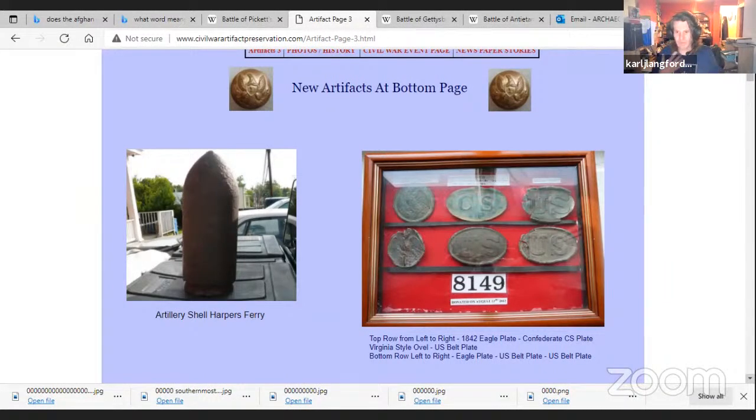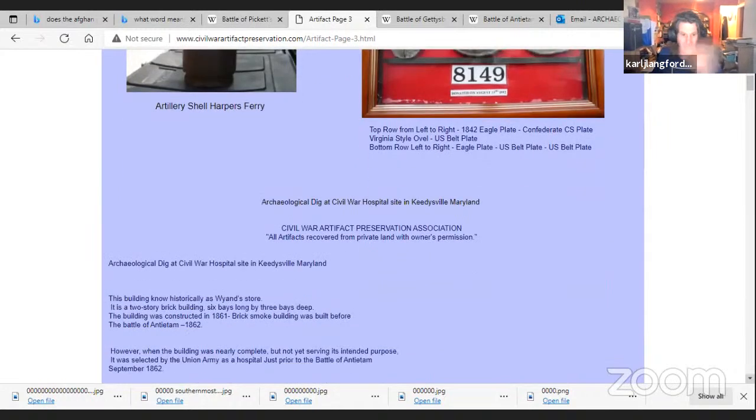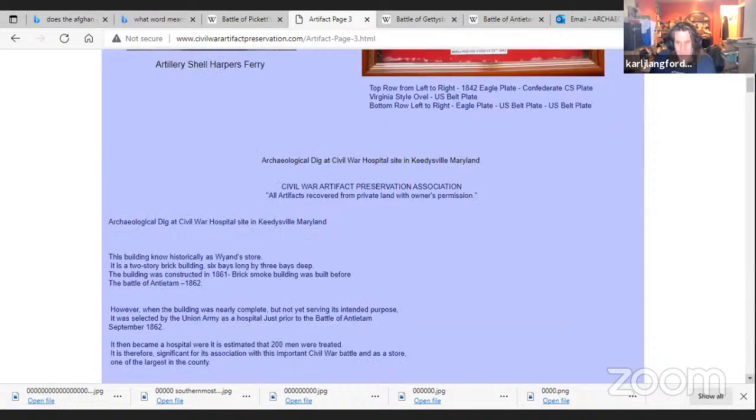So these could be worn in different areas of the body associated with leather belts and so on. But usually what they would do is capture Union belt plates and then erase the USA on them and just stamp CSA into it, or just leave it as it was. So, Civil War Artifact Preservation Association, I like that.